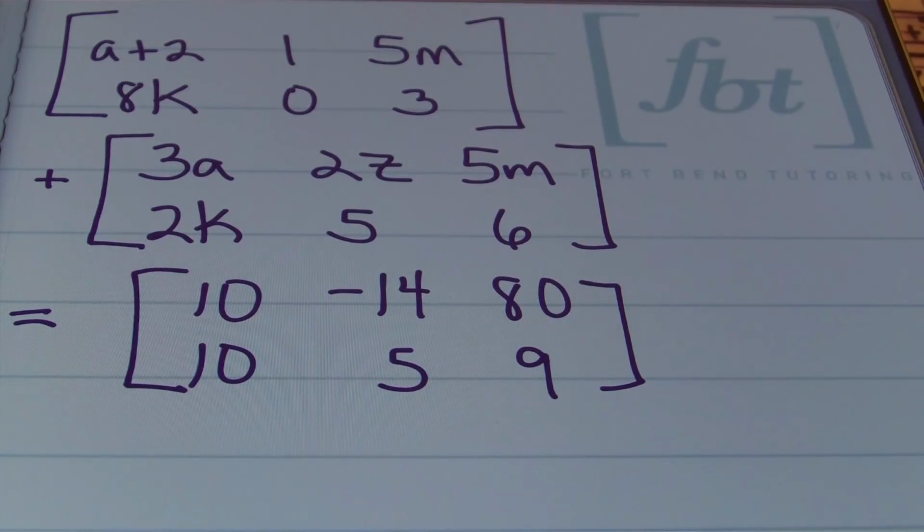All right, and now for our next variable. What variable do you think we should solve for next? We solved for a already. So let's go with, oh, y'all want to go in alphabetical order? Okay, that's cool. We'll do that. Let's go ahead and solve for k then.